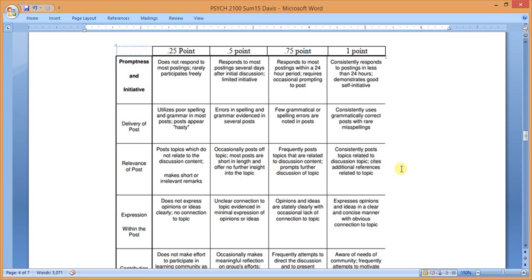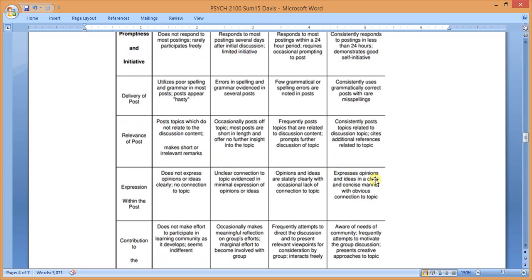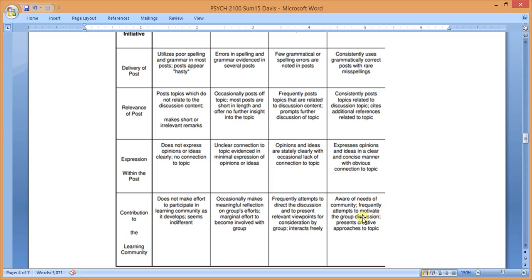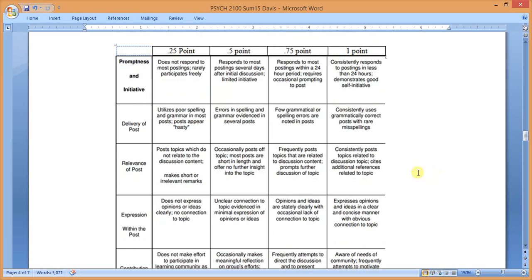So making sure that you're using grammatically correct sentences and that you're actually thinking through what you're posting before you post it. Relevance, is this directly related to the topic? Are you able to show that what you're saying is related to the topic? Expressing your opinions in a clear manner, and then overall contributing to the learning community, right? So each one of these is worth a point, and I'll consider all of these when I am evaluating your posts, and I'll give you a rating based on the degree to which you meet these criteria.